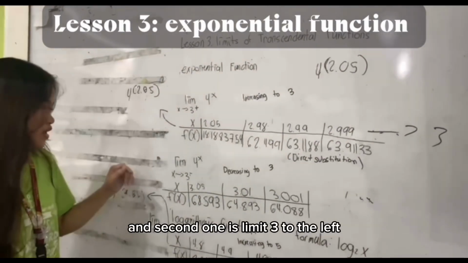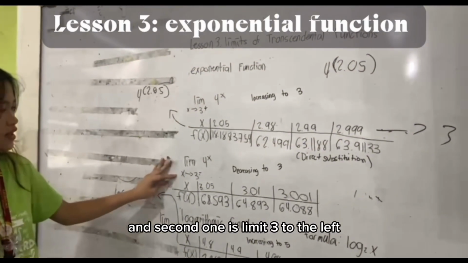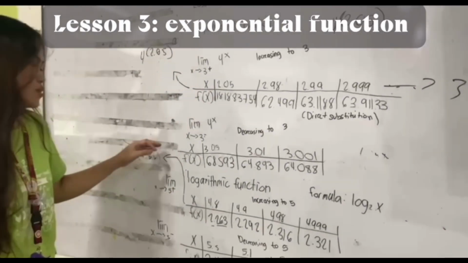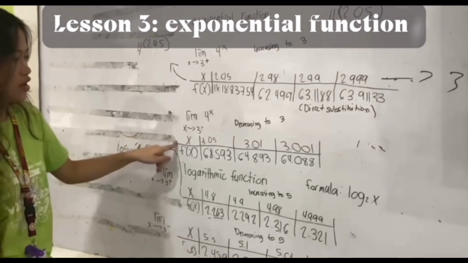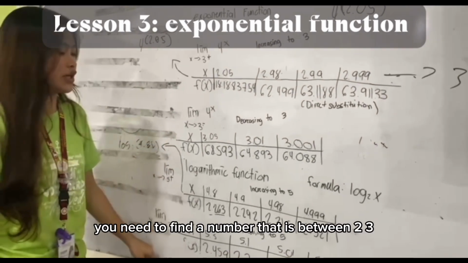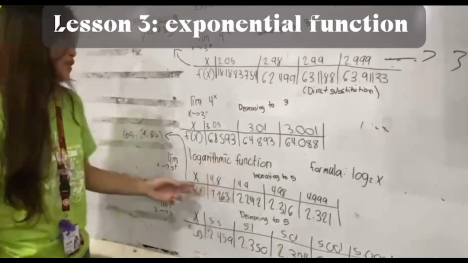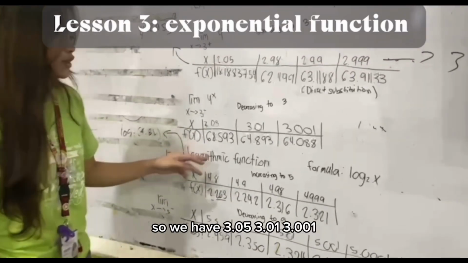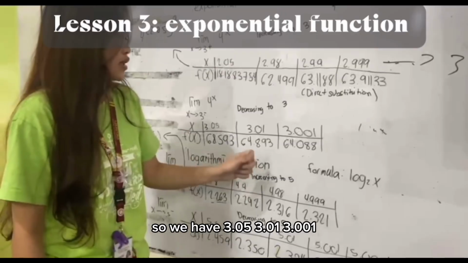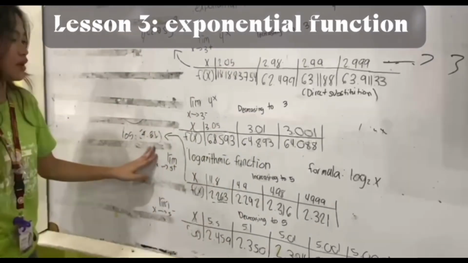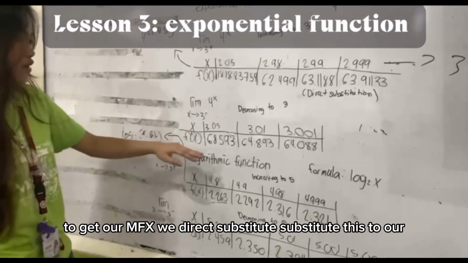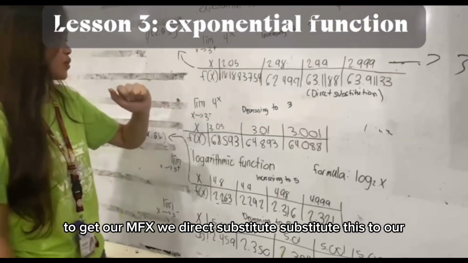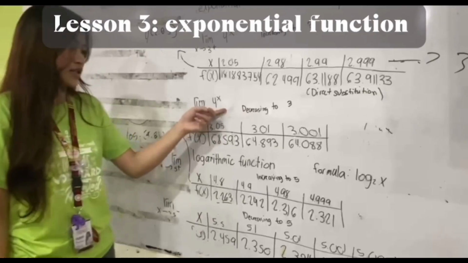And the second one is limit 3 to the left. So to get our x here, we need to find a number that is equal to 3. So we have 3.05, 3.01, 3.001. To get our f of x, we direct substitute this to our f of x here.